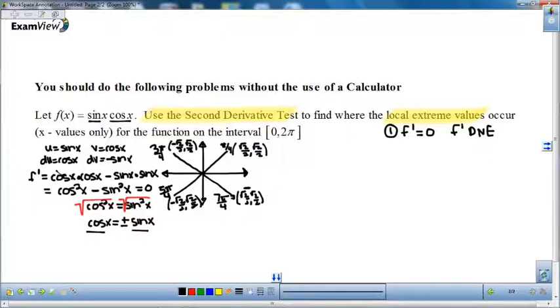Okay, so there's actually 4 critical points. x is going to be pi over 4, 3 pi over 4, 5 pi over 4, and 7 pi over 4. Now, usually the first derivative test says I'm going to check on a number line the sign to the left and to the right of these points to see whether my derivative is increasing or decreasing. That is the first derivative test. The second derivative test says I'm going to find the second derivative.